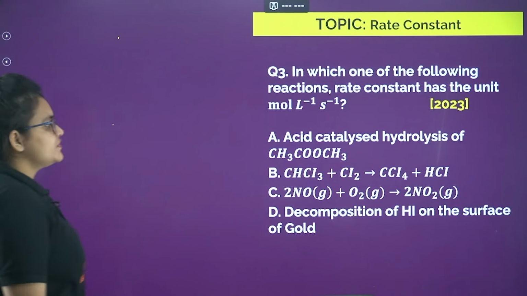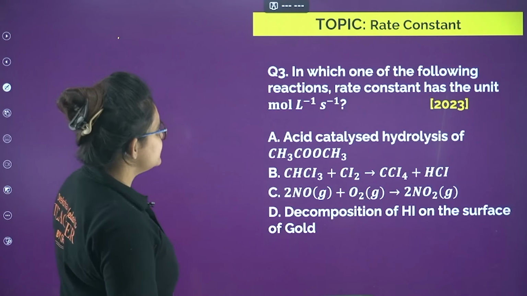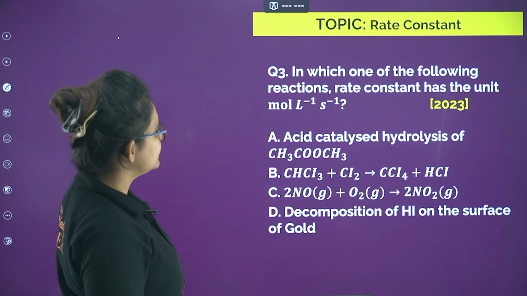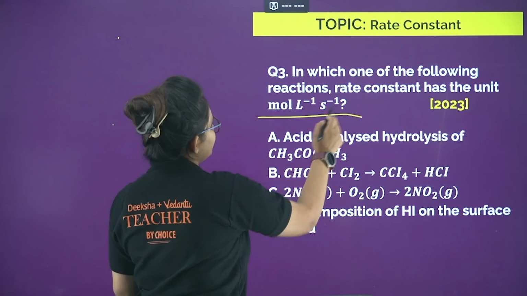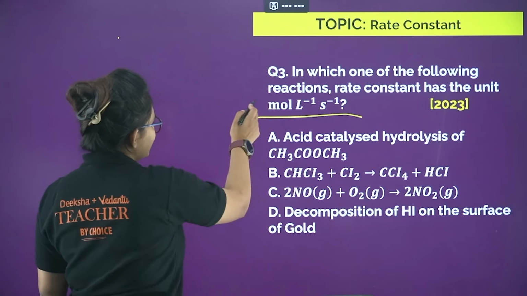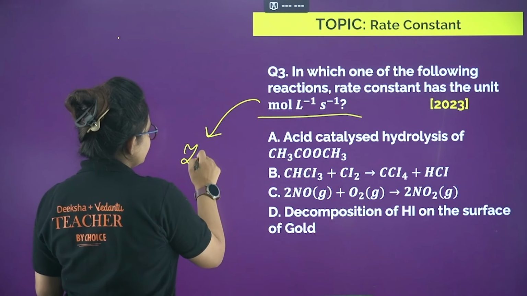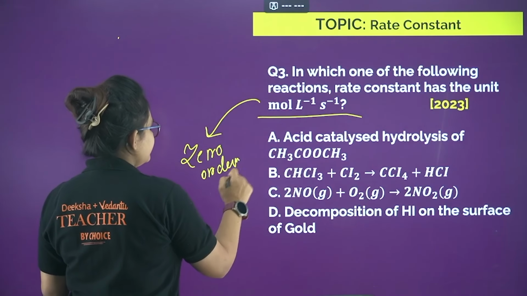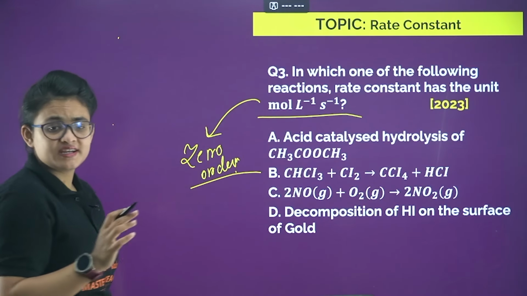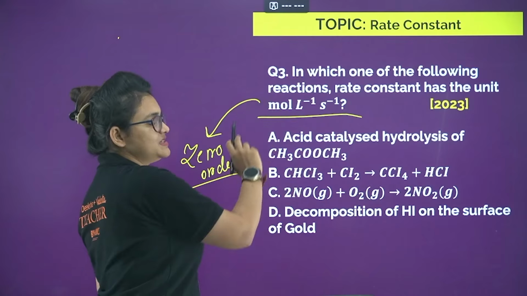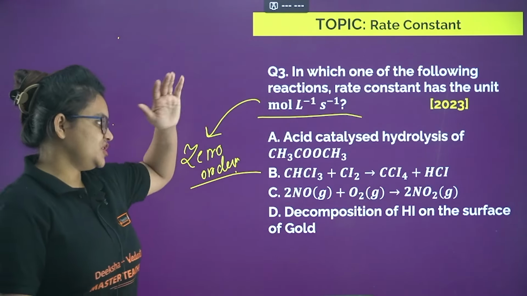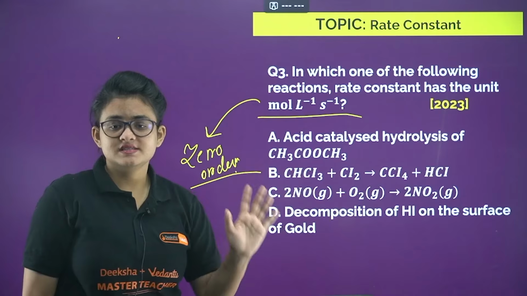Okay, let's proceed for this question. So here you can see the question is, in which of the following reactions the rate constant unit is mole per liter per second. So by looking at the unit you can understand it's a zero order reaction, because only for the zero order reaction the rate constant unit is similar to that of the rate itself, right? So now you have to check for which case it is a zero order reaction.